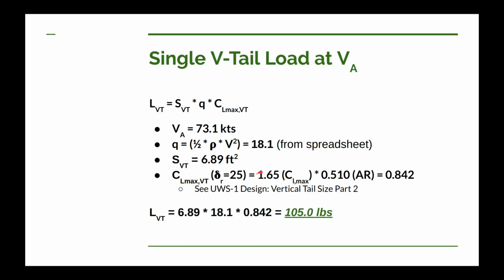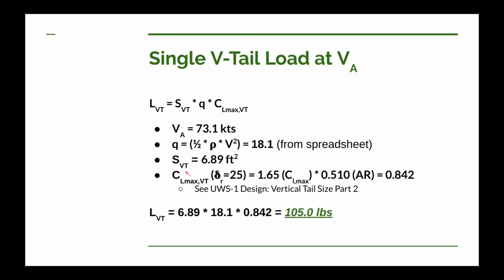And now is where we're going to calculate the vertical tail maximum coefficient of lift. So we're using that section maximum coefficient of lift, and I said that looked like it was about 1.65. And then we're using that ratio to change the slope. That ratio is roughly half. You multiply these two together and we get 0.842 as the maximum coefficient of lift of a vertical tail when the rudder is deflected at 25 degrees.